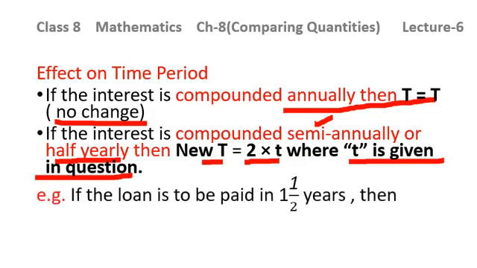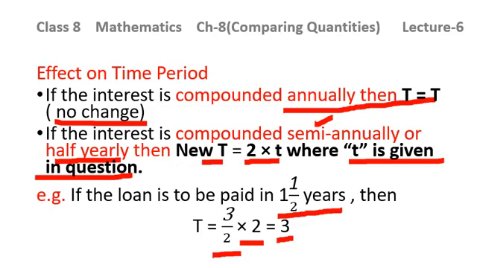If the loan period, for example, if the loan is to be paid in 1.5 years, this is the time period given to you, and the interest is being compounded half yearly, then first of all you will be writing 1.5 years as 3/2 years, times 2, because how many halves are there? 2 halves. Rate will be divided by 2, time will be multiplied by 2, so you will be getting 3/2 into 2, that will give you 3.